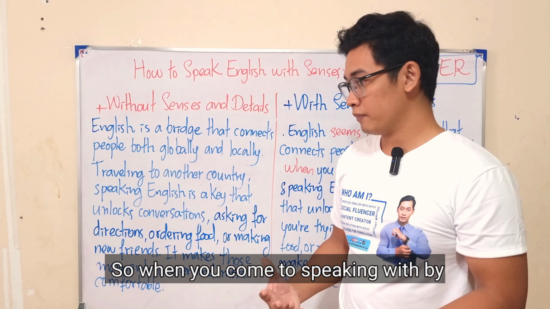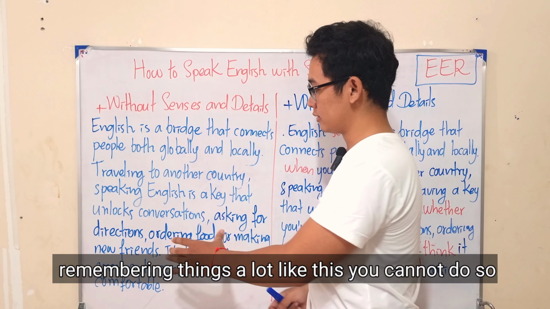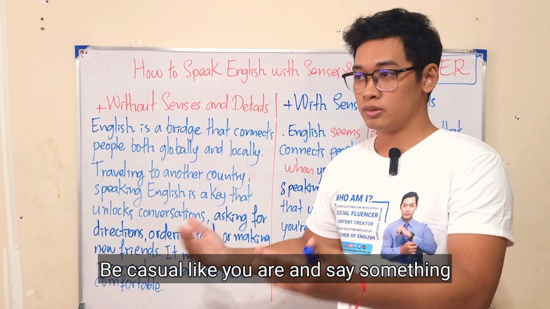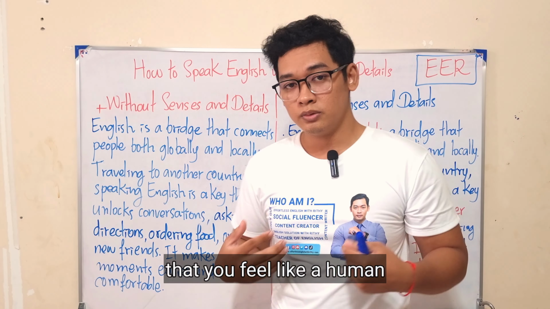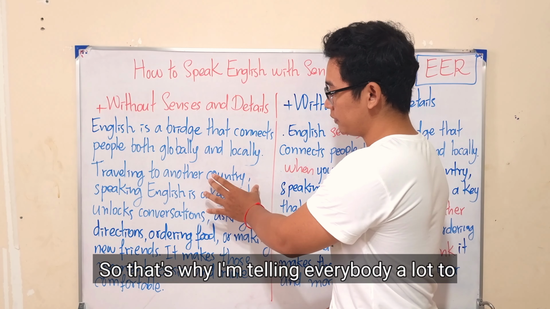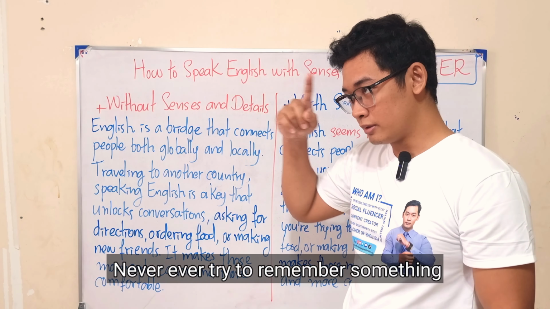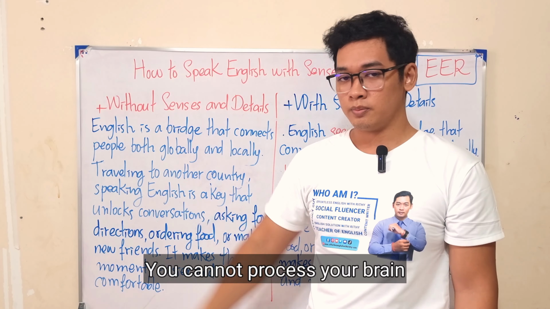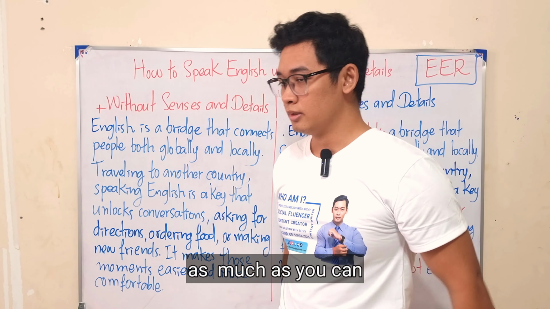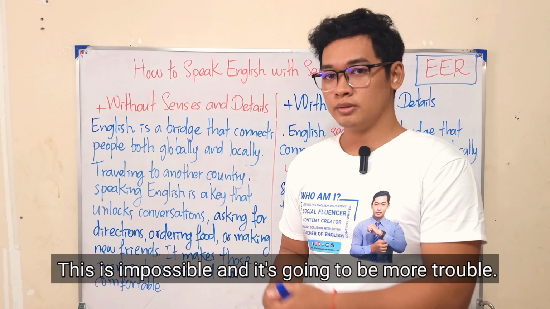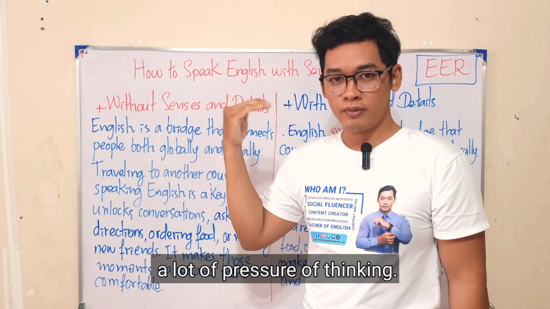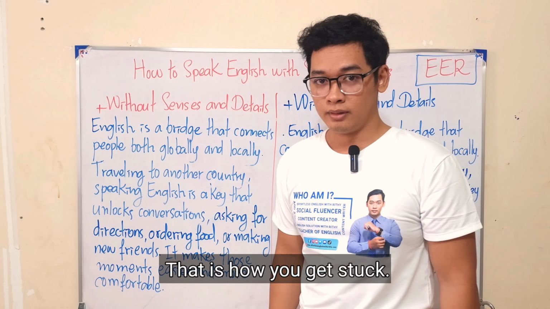So when you come to speak English by remembering things a lot like this, you cannot do so. Speaking is that we want you to be natural, be casual like you are, and say something that you feel like a human. That's why I'm telling everybody to be aware when you come to speak. Never ever try to remember something. You cannot force your brain to remember something and try to answer that as much as you can. This is impossible and it's going to be more trouble. It sounds like you're going to have a lot of pressure of thinking. That is how you get stuck, okay?